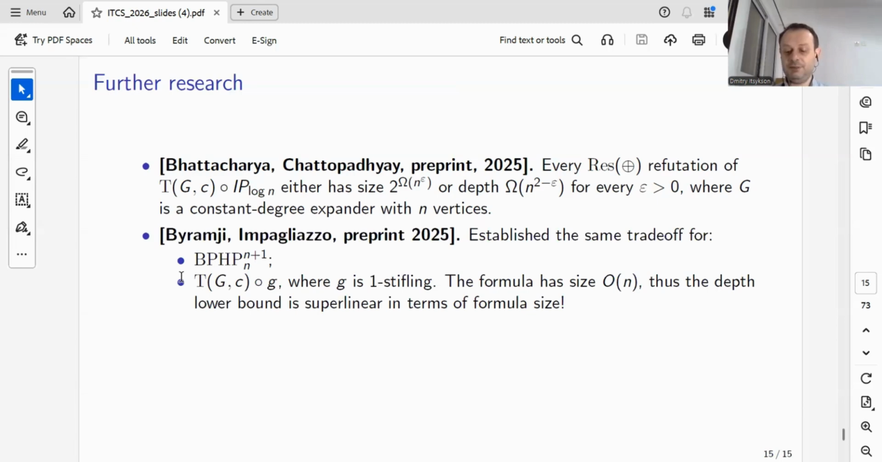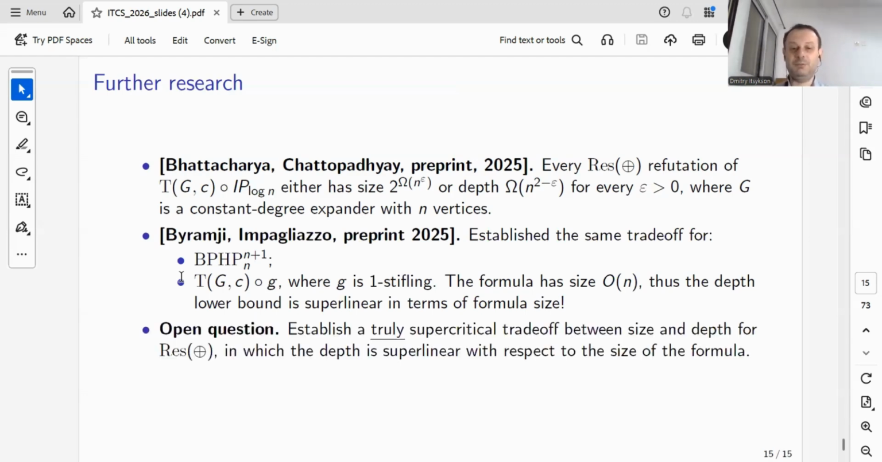The second example is interesting because the depth is superlinear in terms of the size of the formula and not only in the number of variables. And the natural open question is to prove a truly supercritical trade-off between size and depth for resolution over parity, in which the depth is superlinear with respect to the size of the formula.